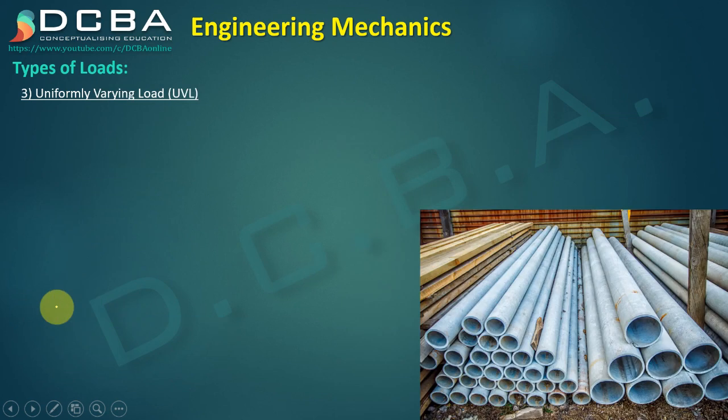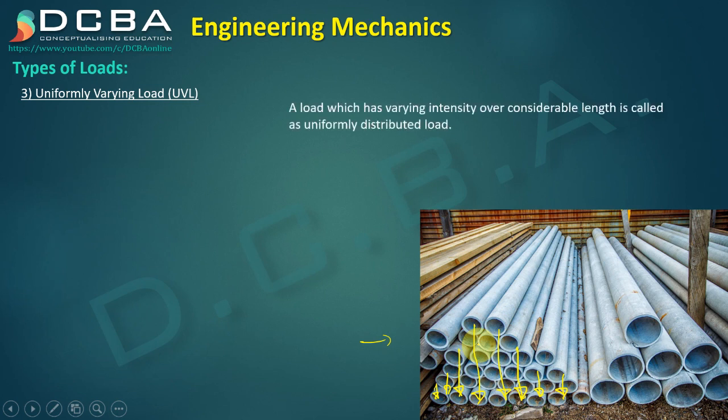The next type of load is uniformly varying load, UVL. So you see in this example, we have these pipes which are stacked one over the other. Now the intensity of these pipes over the bottom surface on which they are kept will keep on increasing. The maximum would be at this point, right? The maximum intensity of the load. Then it will keep on decreasing slowly. So you see that now the loading is not uniform, but it is uniformly varying over the length, right?